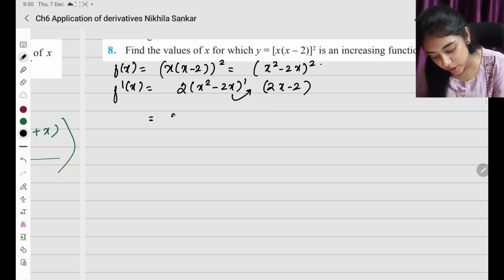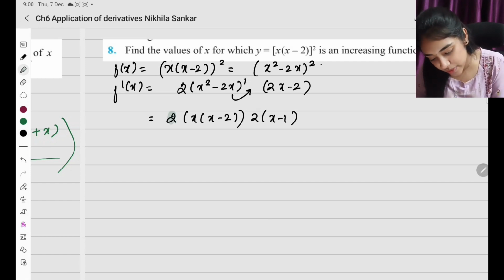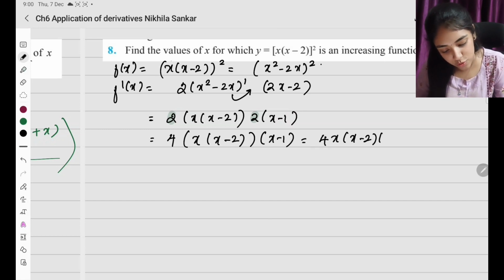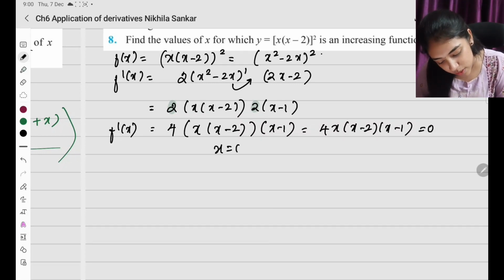So what will I be left with? 2 times x into (x minus 2). Now I am opening it, taking 2 common from the second factor, I'll have x minus 1. When I club this 2 and this 2, I'll be left with 4 times x into (x minus 2) into (x minus 1). This is 4x times (x minus 2) into (x minus 1). So when I equate f dash of x to 0, I'll have x equals 0, x equals 2, x equals 1.